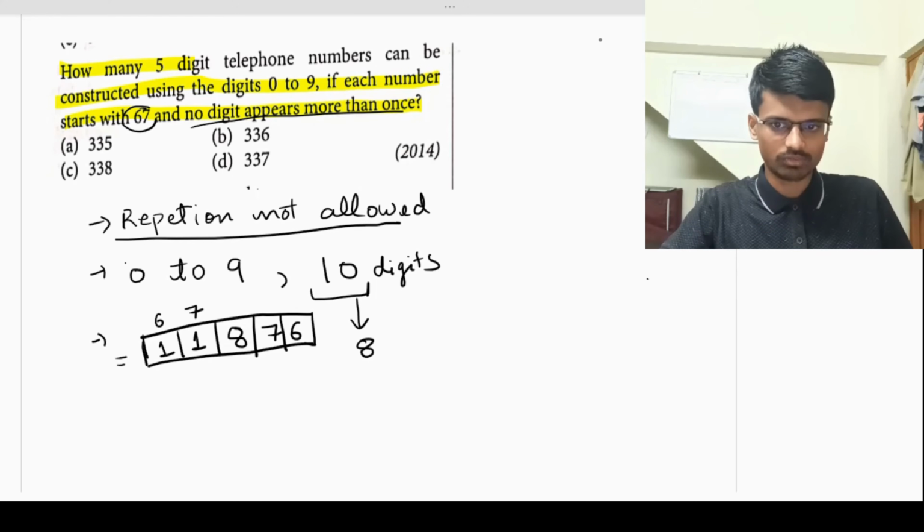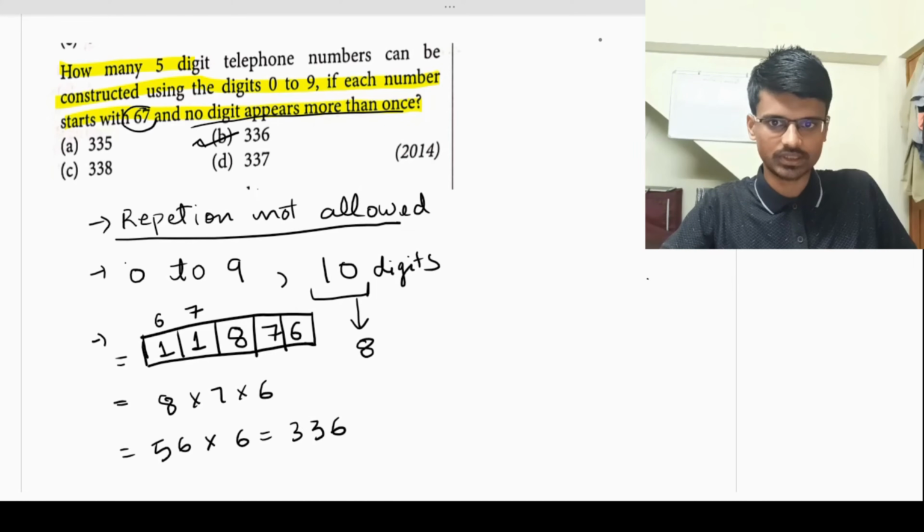Now, what I have to do is just multiply all these 3 numbers. 8 into 7 into 6, which is 56 into 6, which gives me 336. So this is your right answer. So option B is the right answer.